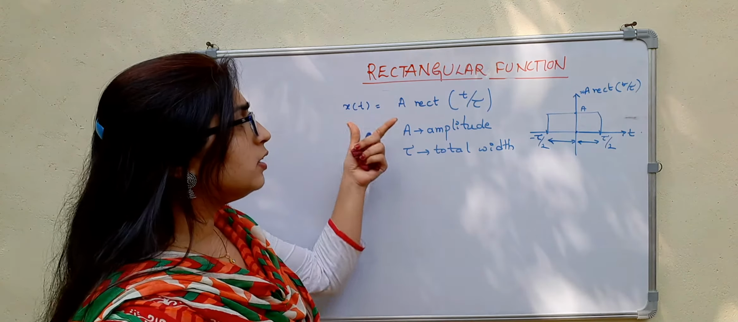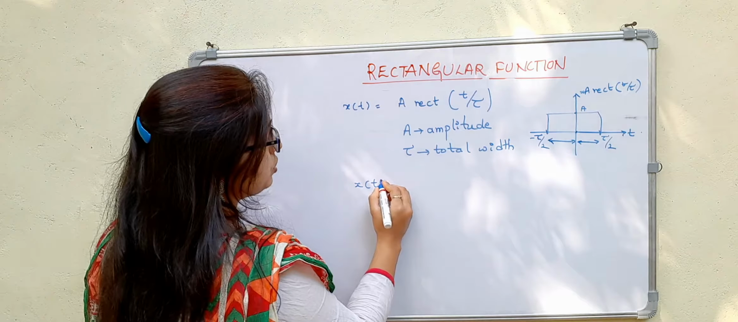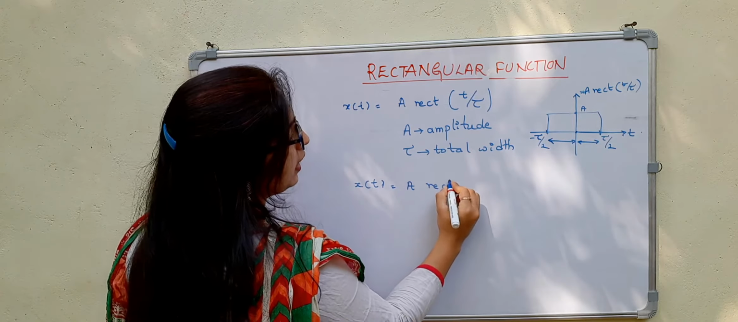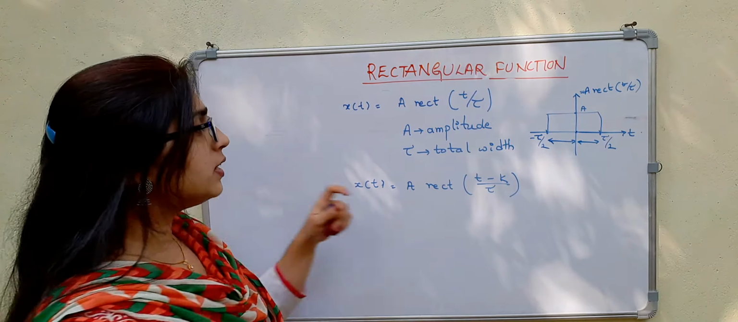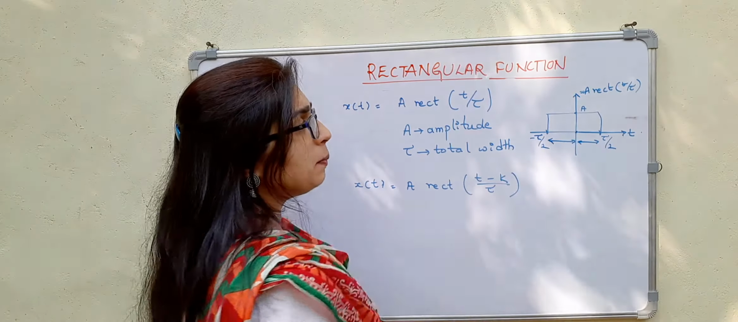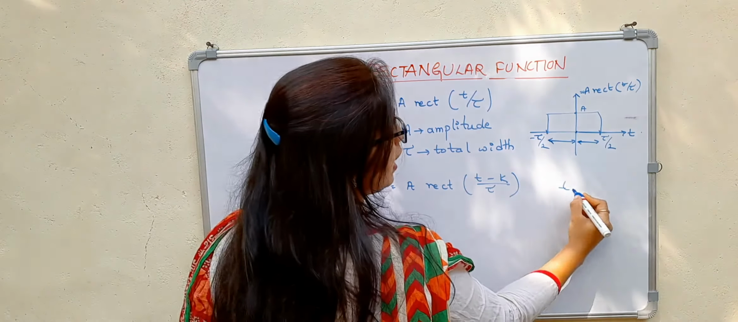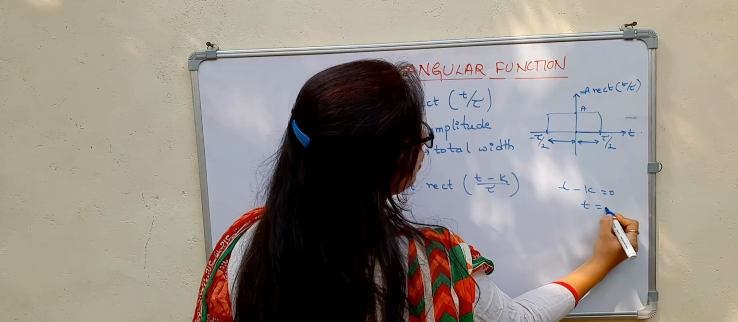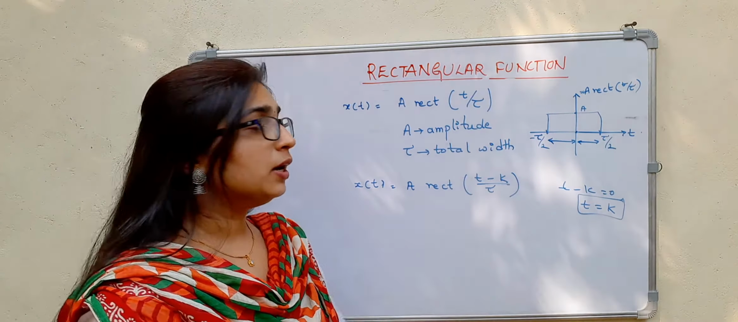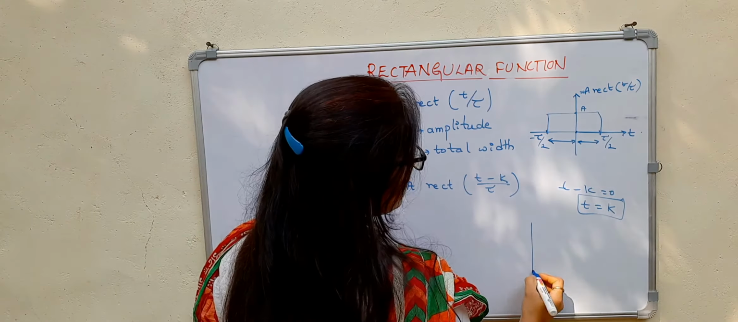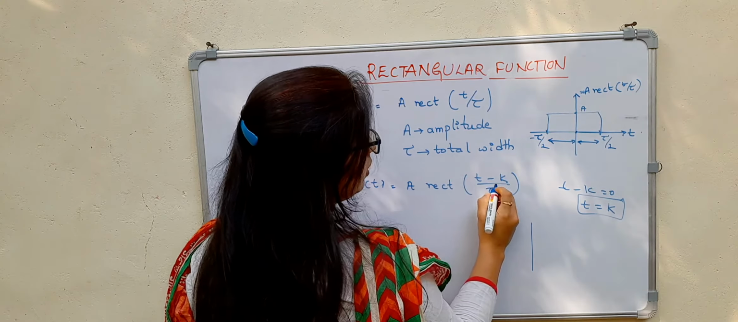Another definition of the rectangular function is A rect((t minus k) divided by tau). In this, the rectangular pulse will be centered at the point k. So t minus k is equal to 0, t is equal to k. Here you will have the center of the rectangular pulse. Instead of 0, we will have it at k. Then the total width will be tau.